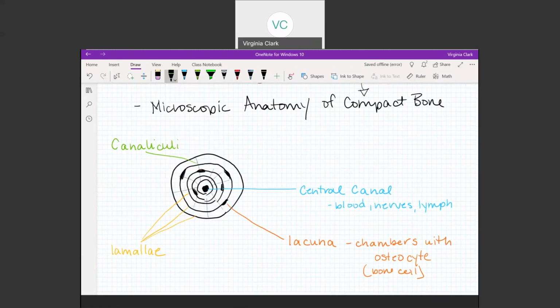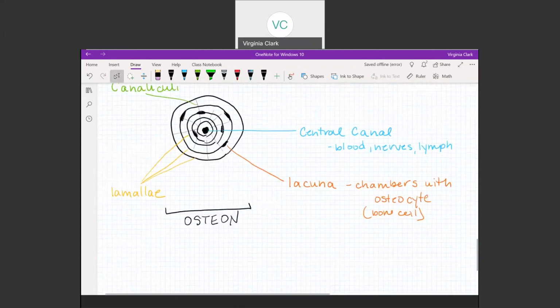One thing to note with this is compact bone, but this right here, right now, is an example of one osteon. So an osteon is essentially one tree trunk ring. You may also see the term Haversian system. That is an older term that is getting replaced by osteon, but you still may see that term. It's the concentric circles around the central canal.